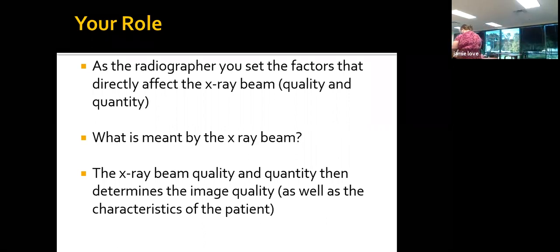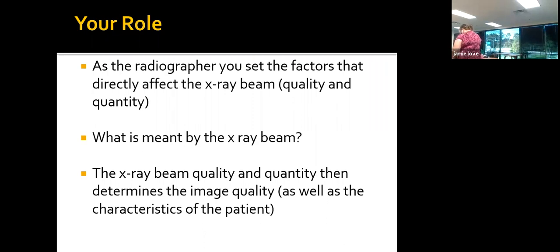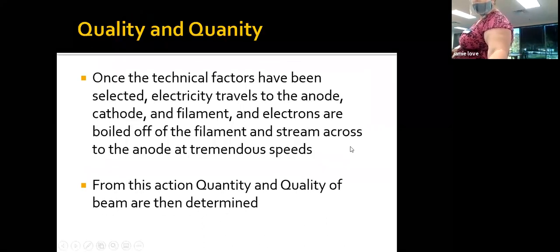That word is somewhere in the chapter when you read. So quantity and quality, that's our two ways we describe our beam. The quantity is how many photons, the quality is how much energy it has, how penetrating it is going to be. So, the quantity is how many? How many photons? How many x-ray beams are we making?